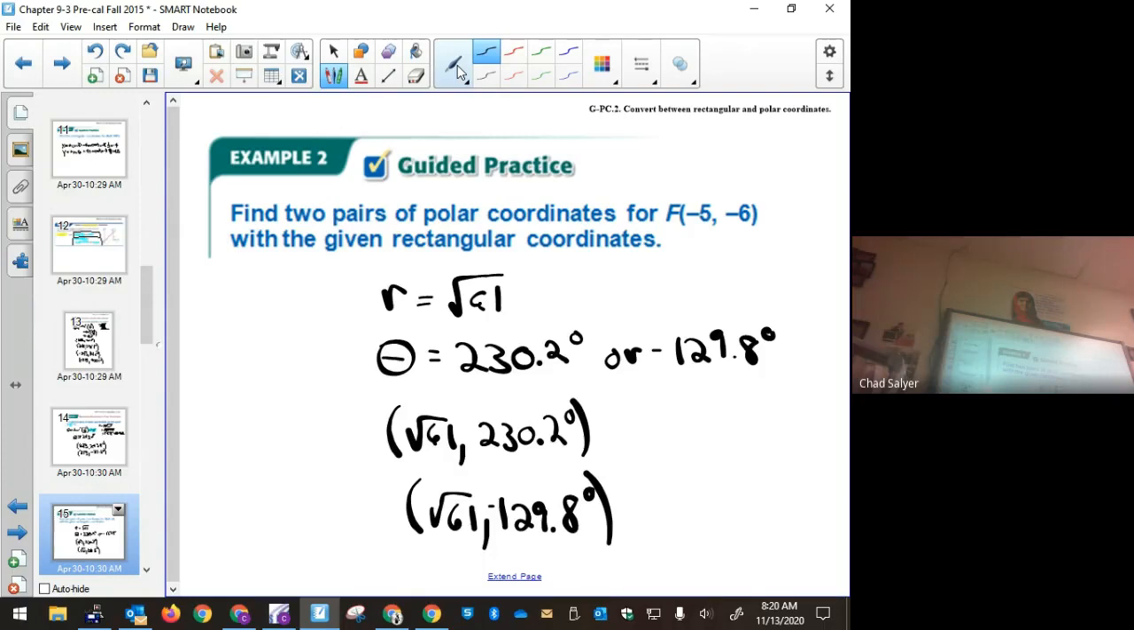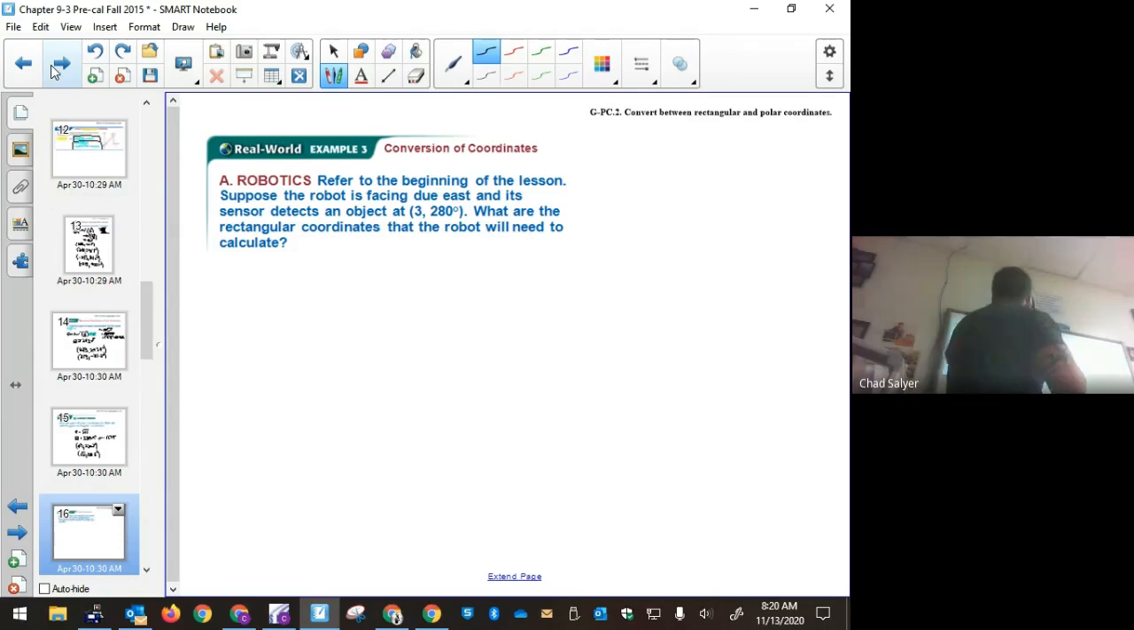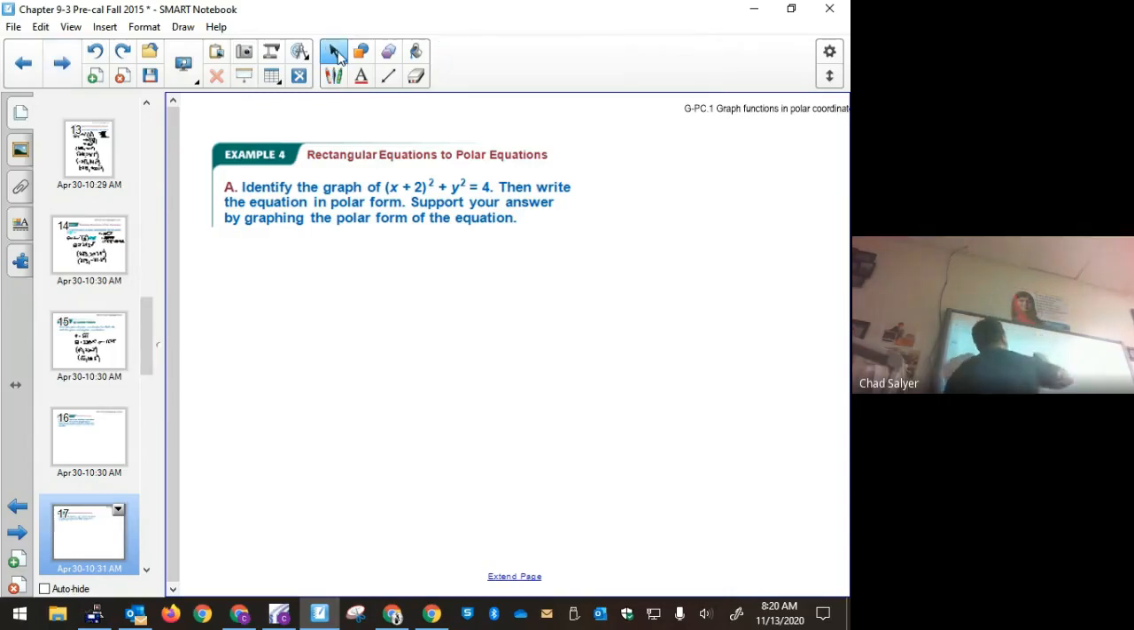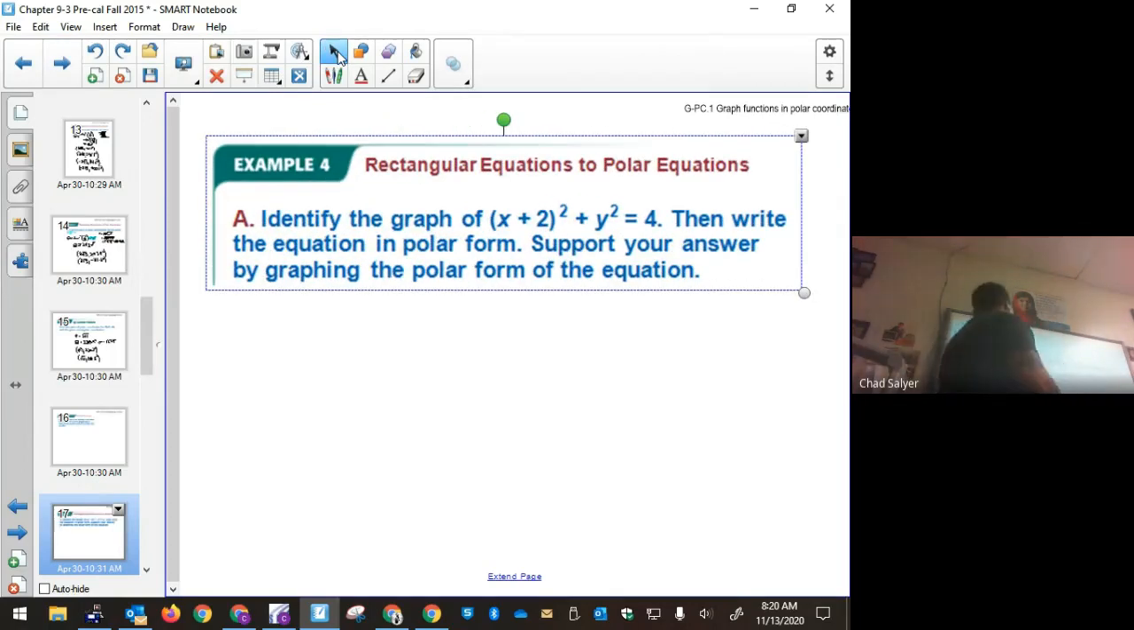Good job. All right. So now you know how to work with points. We went from polar to rectangular, rectangular to polar. Okay, so we'll go on to this one: rectangular equations to polar equations. Identify the graph of this, then write the equation in polar form. Support your answer by graphing the polar form and the rectangular form, making sure they look the same.